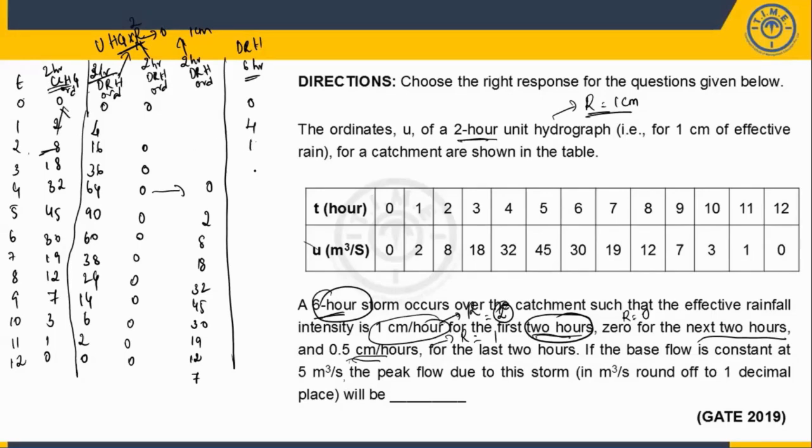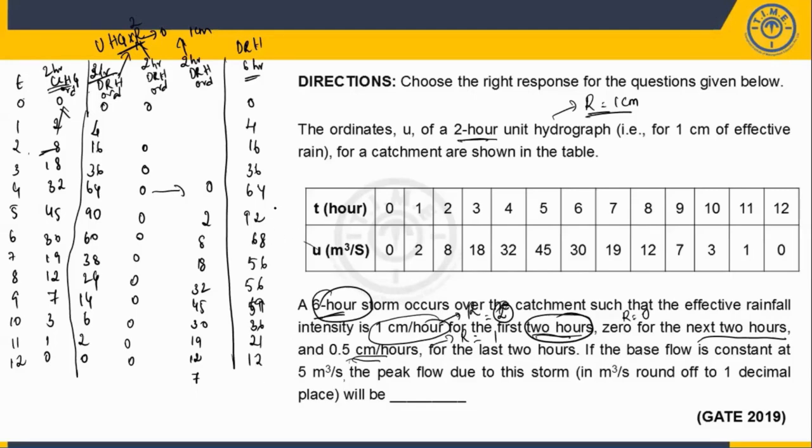4, 16, 36, 64, 90 plus 2 is 92. Plus next 68, next 56, next 56. Then 45 plus 14 is 59, right? 59. Next 36, next 21, 12, like this going on.